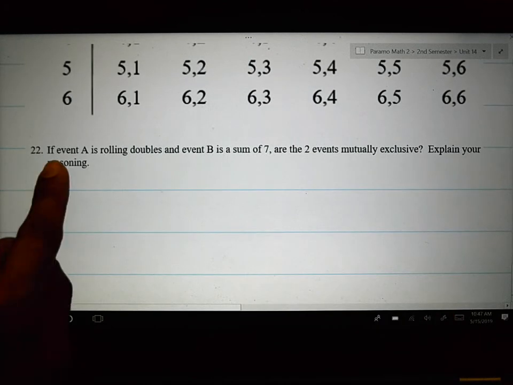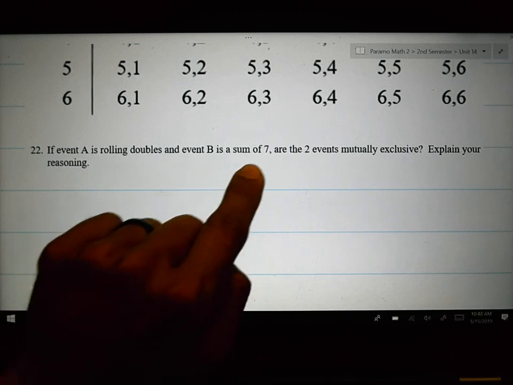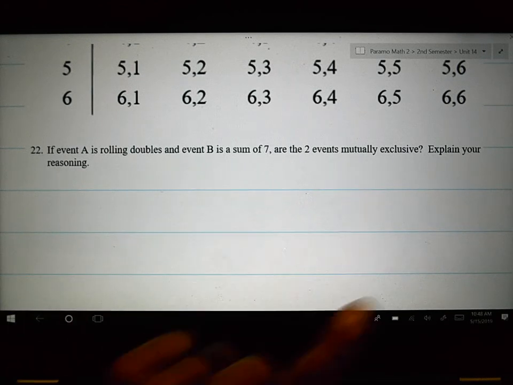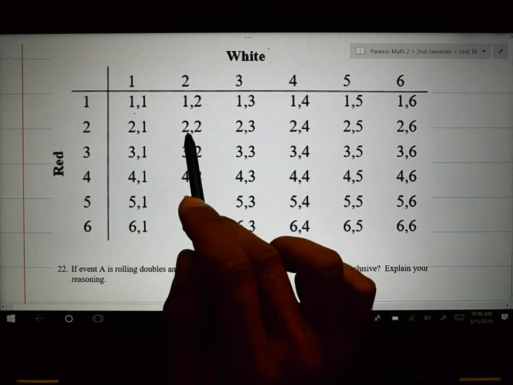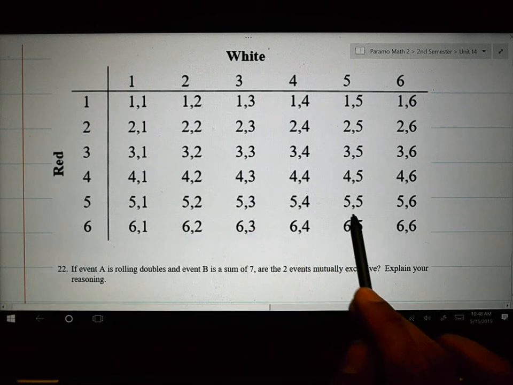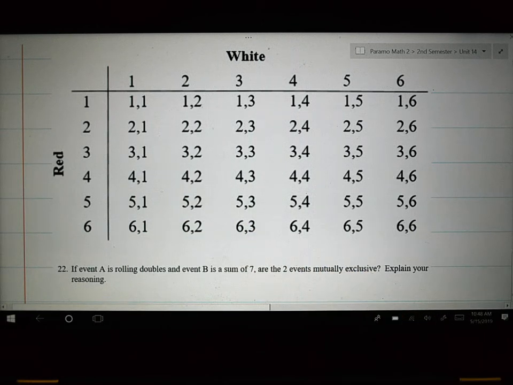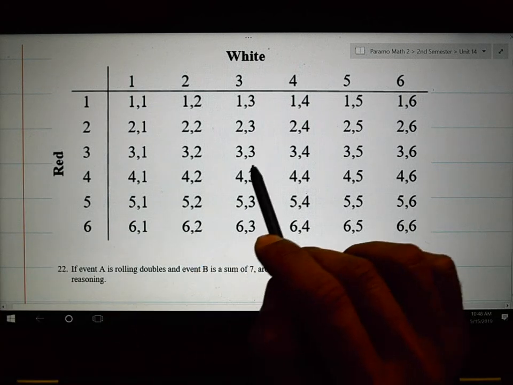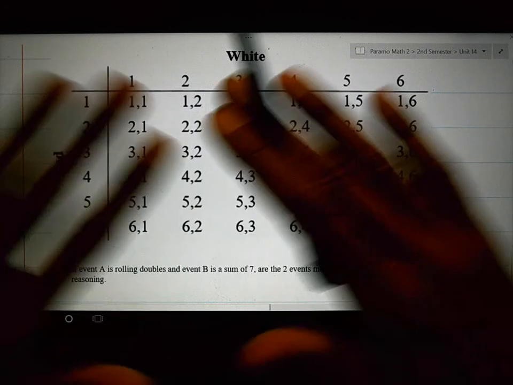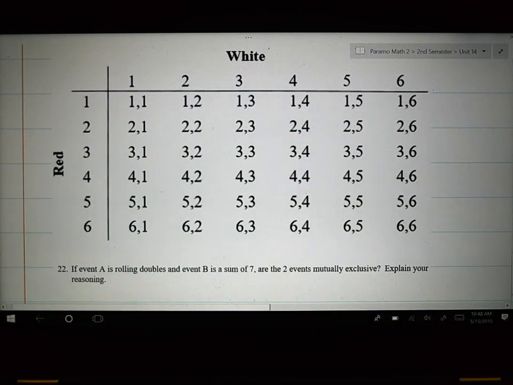It says, if event A is rolling doubles and event B is a sum of 7, are the two events mutually exclusive? Explain your reasoning. If you roll a 1 and a 1, that's doubles. 2 and a 2, that's doubles. 3 and a 3, 4 and a 4, 5 and a 5, 6 and a 6. And rolling doubles is one event, and the other event is a sum of 7. There's no other places where there's a sum of 7 nor where there are doubles. Are they mutually exclusive? Is it impossible to be in both groups at the same time?